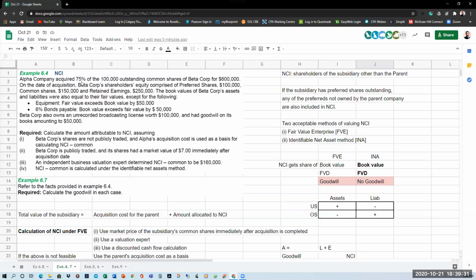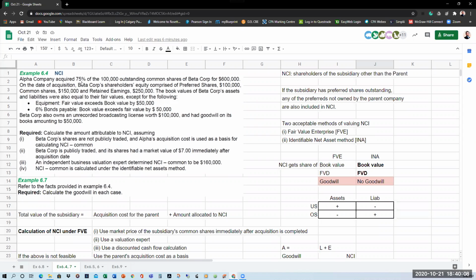So for Alpha Company, they had to pay $8 a share. But after the acquisition was completed, the price of the shares was $7. If that's the case, how many shares do NCI own? If 75,000 shares are owned by Alpha, Hugo says 25,000. So non-controlling interest, the common portion, will be 25,000 shares. And if each share trades at $7 per share, how much is that worth?